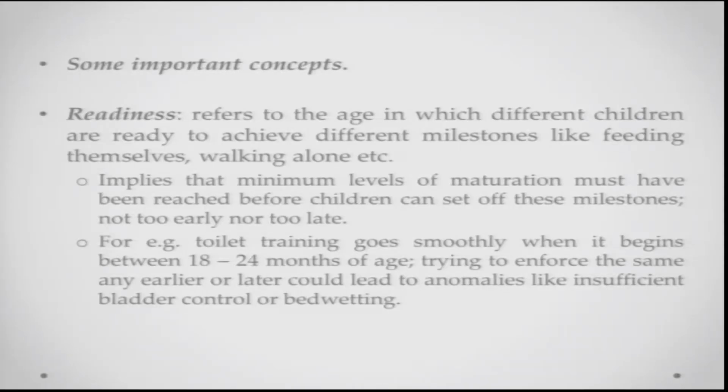Now, there are some other concepts that I would like to prime you with with respect to how biological development pans out. You can talk about readiness. Readiness refers to the age at which children are ready to achieve different kinds of milestones, like feeding themselves, walking alone, starting to speak, starting to understand different concepts. The readiness of the child implies the minimum levels of maturation, physical and psychological, that the child must have reached before they can set off to achieve these different milestones.